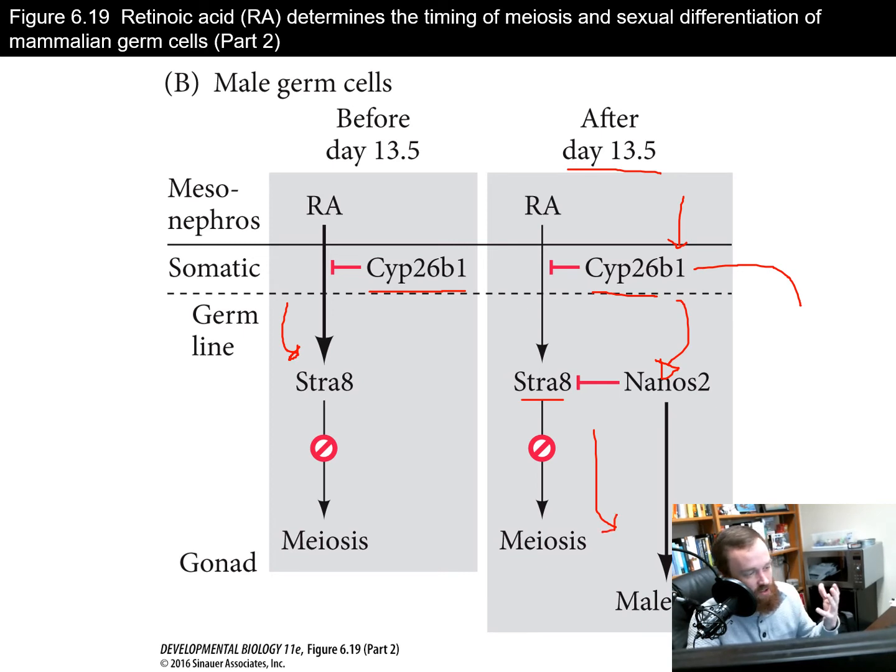So before 13 days, we have one way of blocking female organ generation, and after 13.5 days, when the CYP starts to not be present anymore, Nanos takes over and continues to push the gametes to develop into male germ cells.